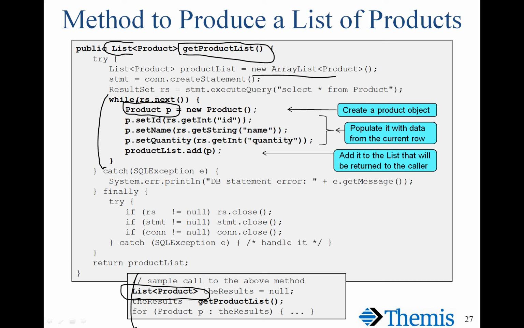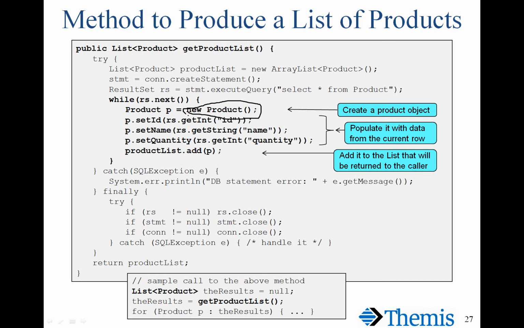We have what is often called a persistent class, meaning that product is a Java class that relates to the product table in DB2 or in the database. And so what we've done is gotten the data from the product table and extracted it with this code, telling the result set to get an int with the ID and a string with the name and another int with the quantity. We've gotten that data.